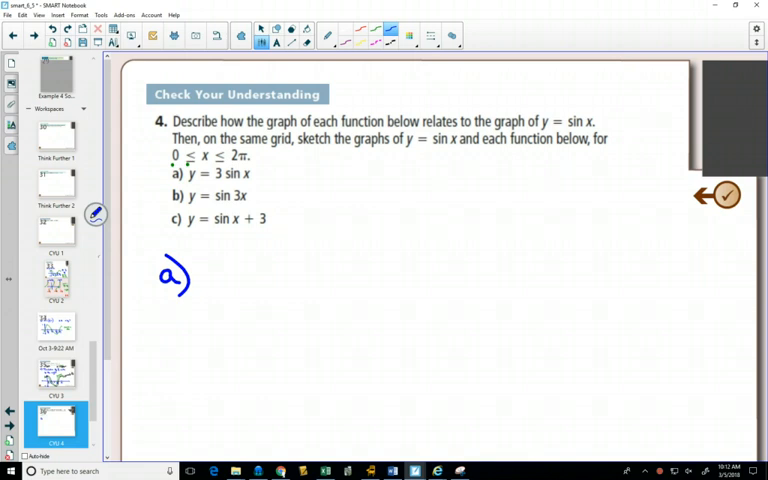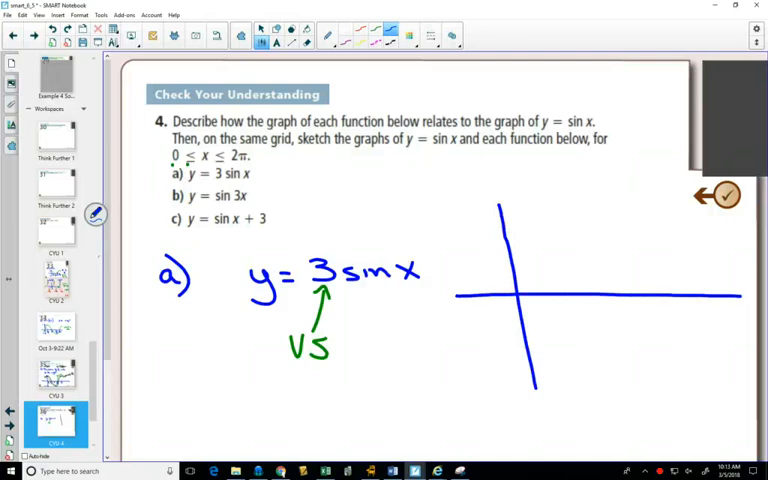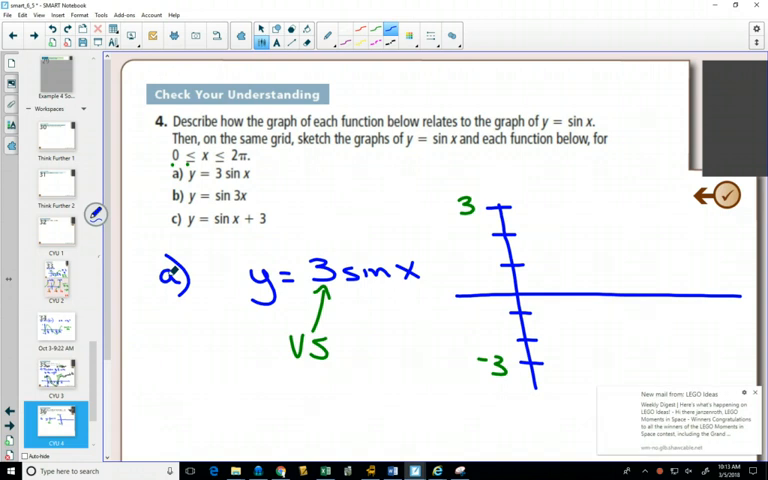0 to 2 pi. So y equals 3 sine x, that's a value in front. That 3 out in front, that's your A value. That's going to affect your amplitude because it's a vertical stretch. So what does that look like? Well, when we go to graph it, instead of marking our maximum at 1 and our minimum at -1, we mark our maximum at 3 and our minimum at -3. Our center line is still at 0.